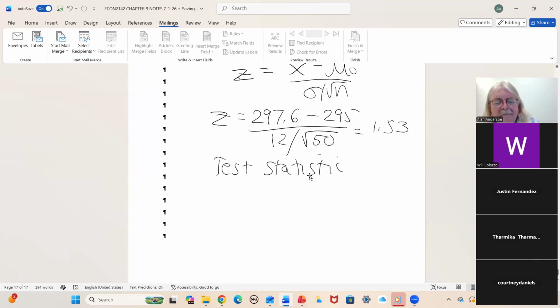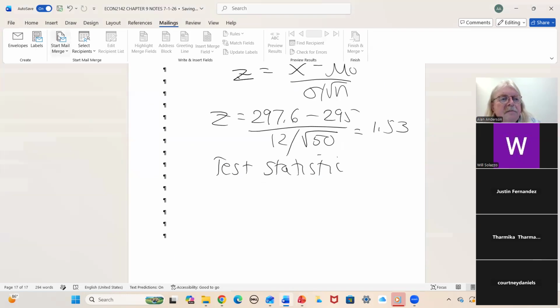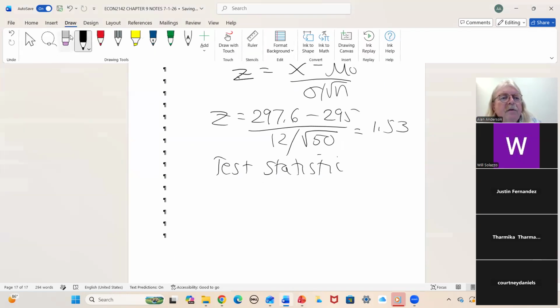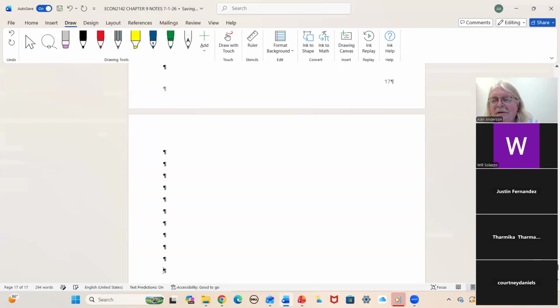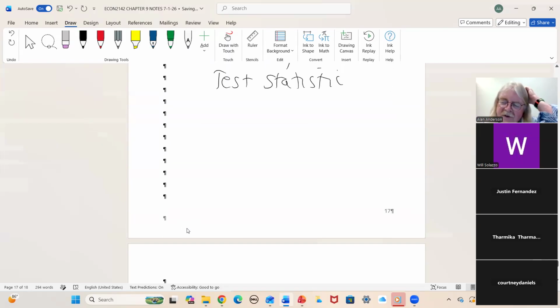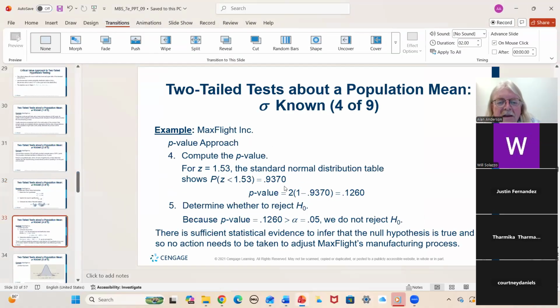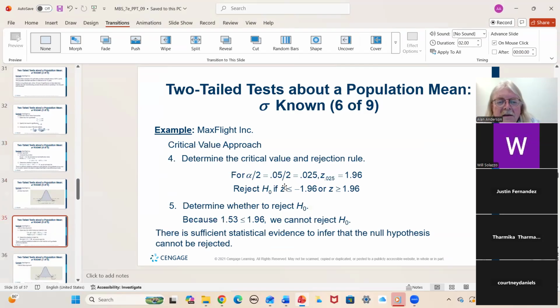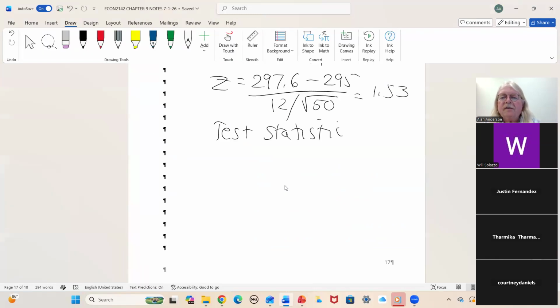All right, so now I'm not sure which approach they want us to use. If they don't care, they won't tell you which approach to use. Usually they encourage you to do it. Well, it doesn't really matter, but MindTap might ask you to do one or the other. Oh no, I guess they want us to do both. Okay, so they're starting us off with the p-value.